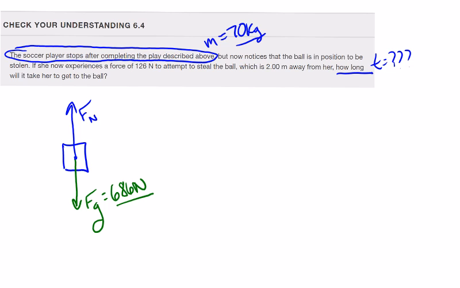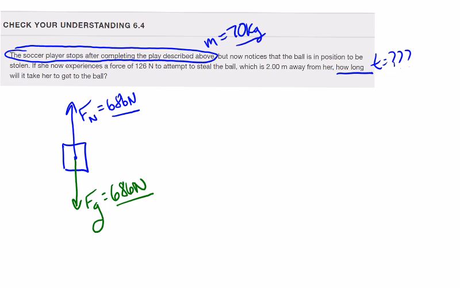Since I'm assuming she's not going to go up or down, she's not jumping in this case, these two are just going to equal each other, and this would be 686 newtons. The only reason I know that is we are not looking at acceleration upward. She's going to take off again.